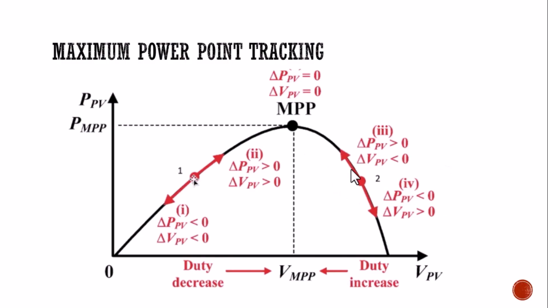Moving to the right, region 3. In this region, delta P is positive, but delta V is negative. The perturbation pushed the system toward the MPP, so the duty cycle must be increased to continue climbing toward the peak. Region 4. Here, the power change becomes negative, and the voltage change becomes positive, meaning the system has gone past the MPP. The controller now increases the duty cycle to bring the operating point back toward the maximum power zone.